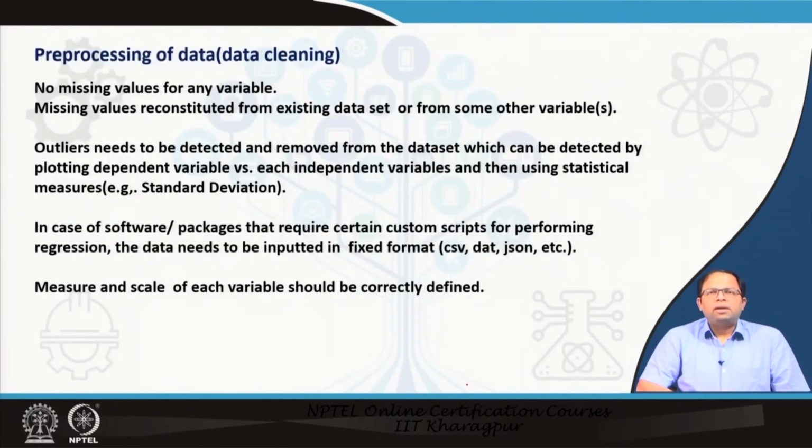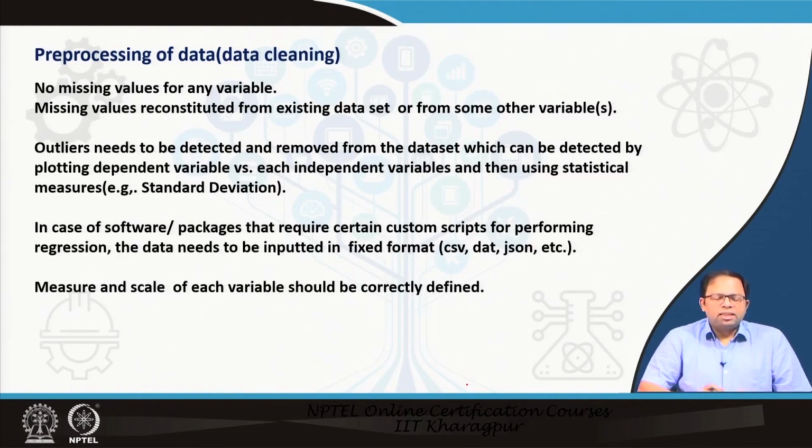So before we even start with developing the model, we have to do a lot of pre-processing. We can also call it the data cleaning process. We have to make sure that there are no missing values for any one of the variables. If missing values are there, then we have to reconstitute those values from the existing data set or from some other variables, if there are some relationships existing. What this means is either we can put an average value for that particular variable in that particular group, or it could be based on certain existing scatter plots that we have developed for this particular variable and the decision variable. So in some way we can fill up those gaps.